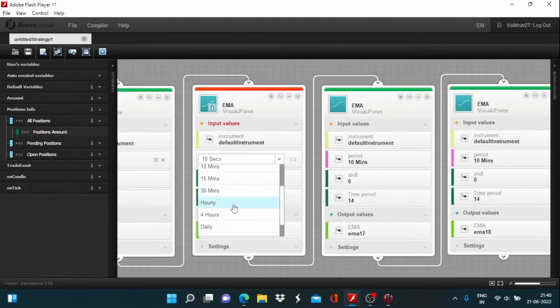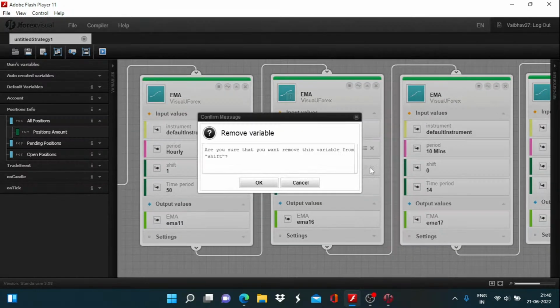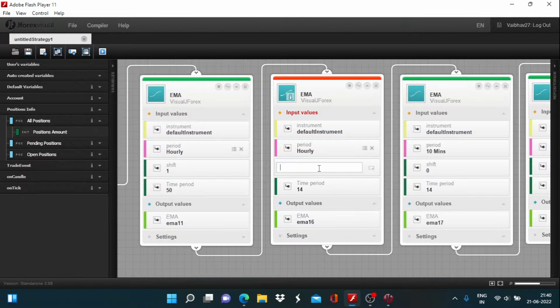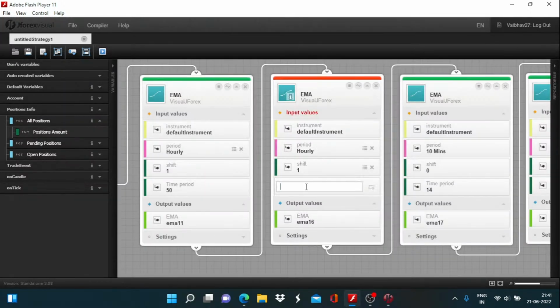This will be turned to hourly. Look back period of 1 again. Time period of 100 this time. So we are going to use crossover of 50 and 100 EMAs.